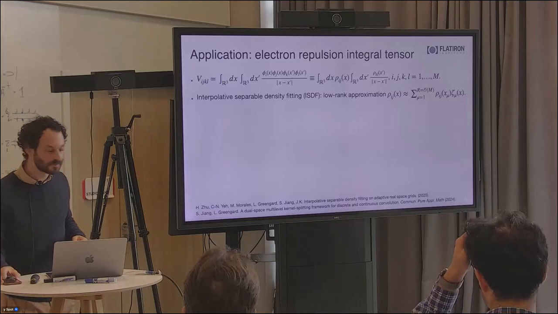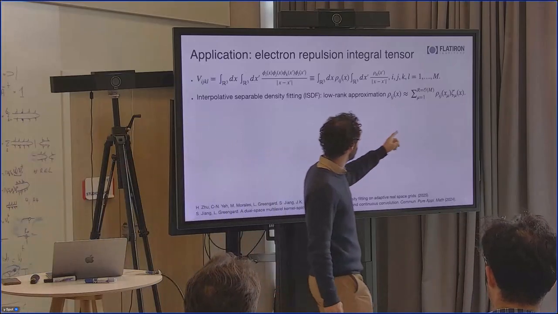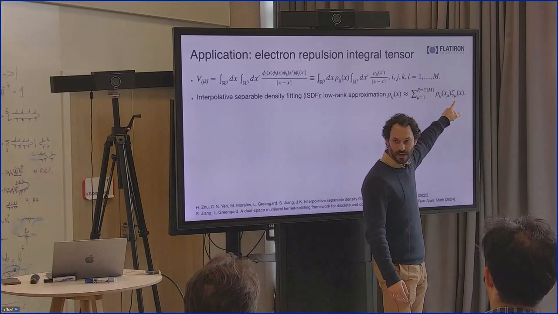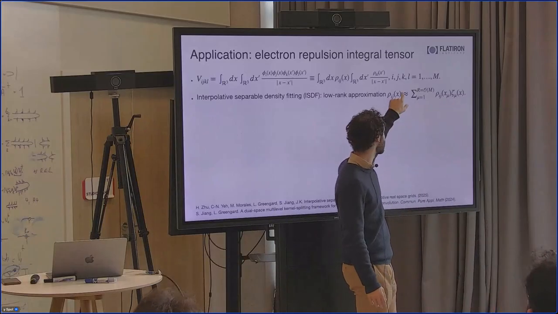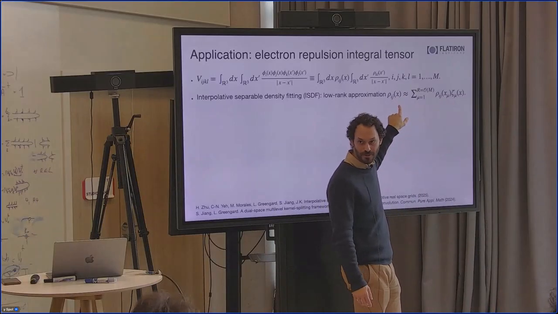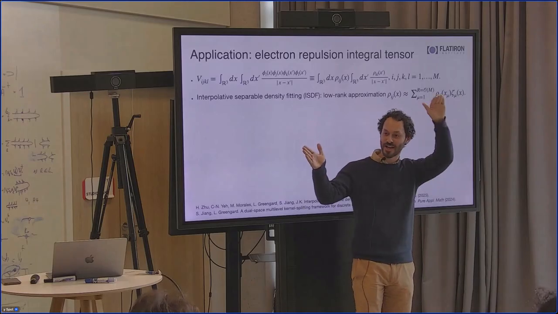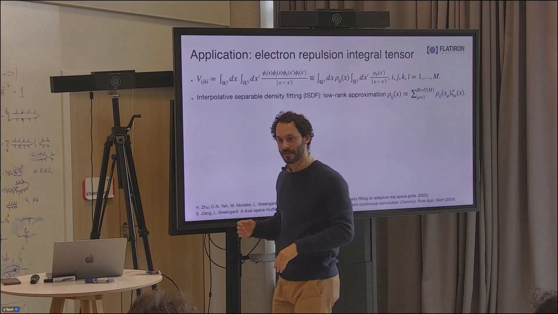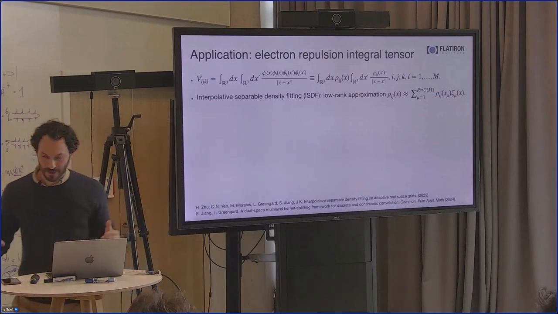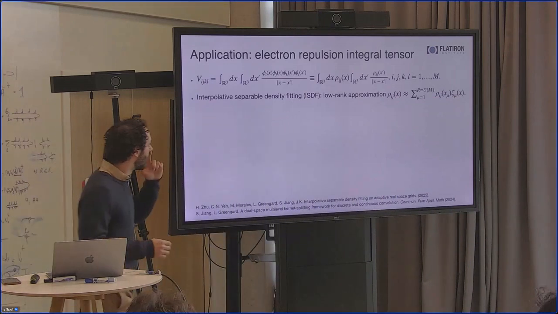What are these zetas? They are the auxiliary basis functions, and they can be determined by doing an interpolative decomposition of this, thought of as a matrix with columns ij and rows x. So you construct them, yes, using linear algebra.